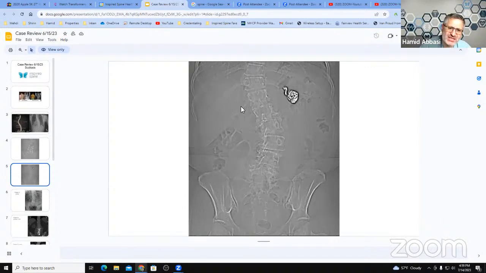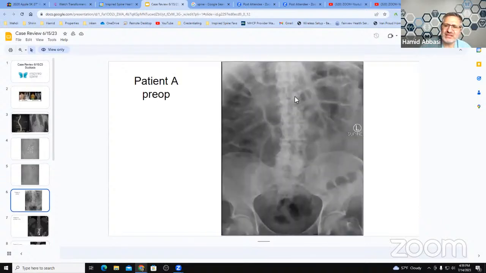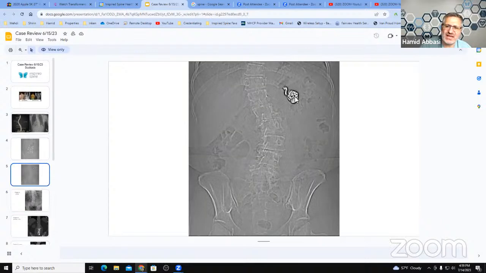An additional thing that you see is the ribs. You see the air in the colon, air in the small intestine. And honestly, I don't even know what that is. It almost looks like some metallic object outside of the body.